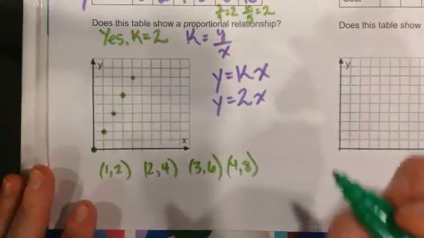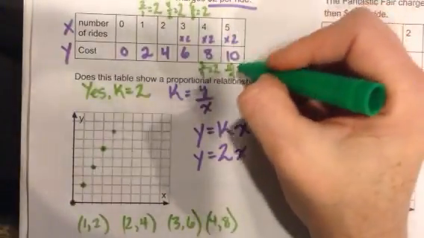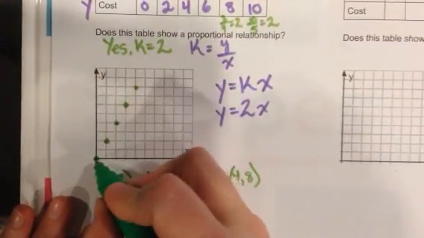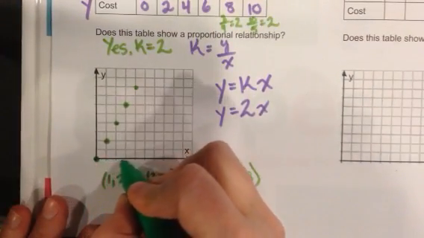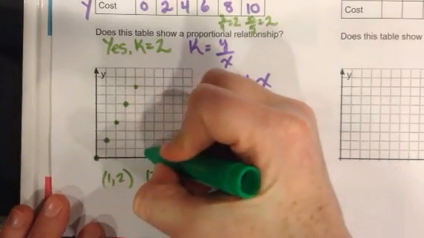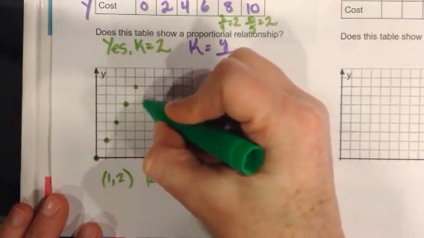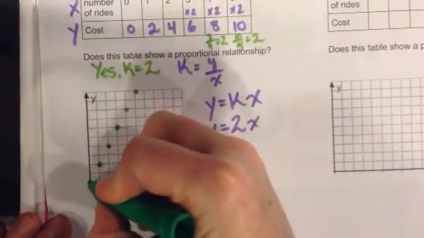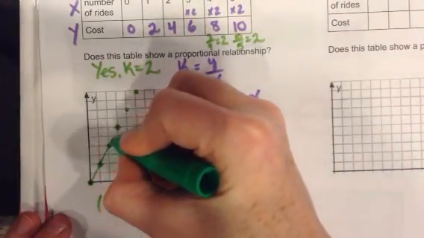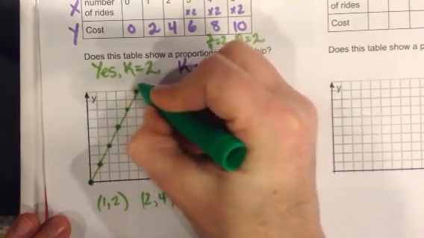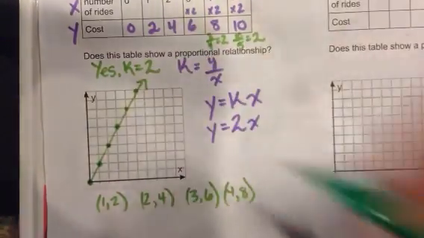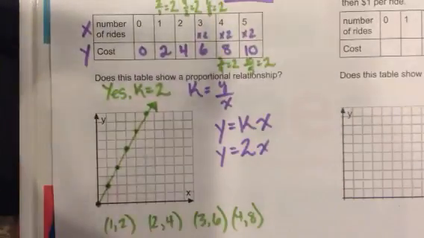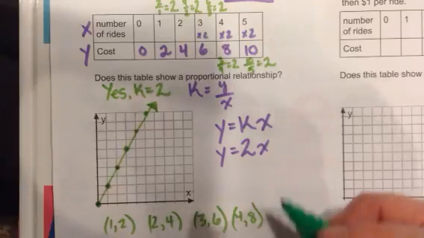The last ordered pair in this table says 5, 10. So from the origin, I'm going right 5 and up 10. Okay, I'm going to draw a line through these points as evenly as I can without a ruler. You always put an arrow on the end of the line. Alright, so I just graphed an equation.